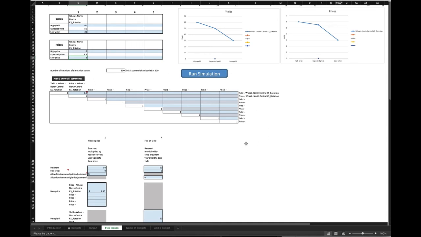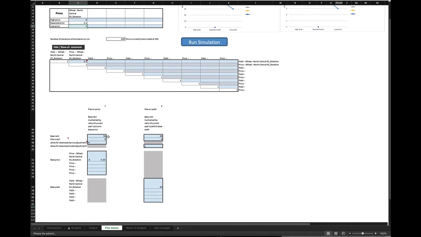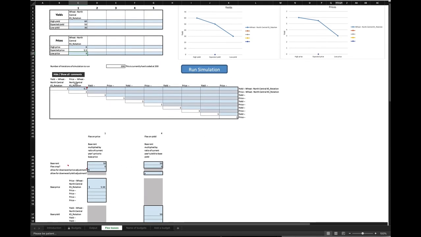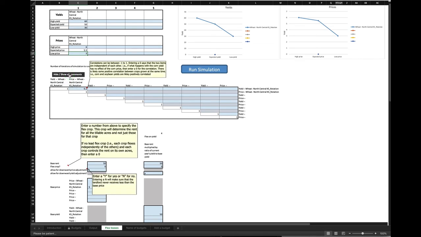All right. And then maybe I should talk a little bit about how you can handle the different flex leases here, too. So again, there is an ability to hide and show all comments, like you see here, that kind of explains some of these things in a little greater detail.